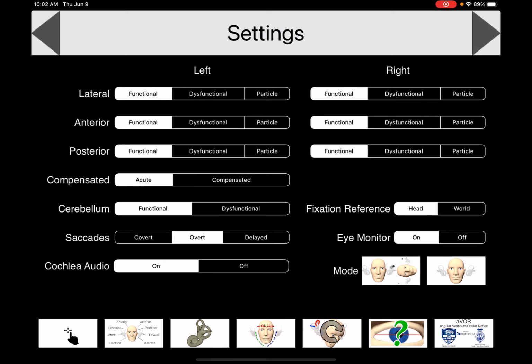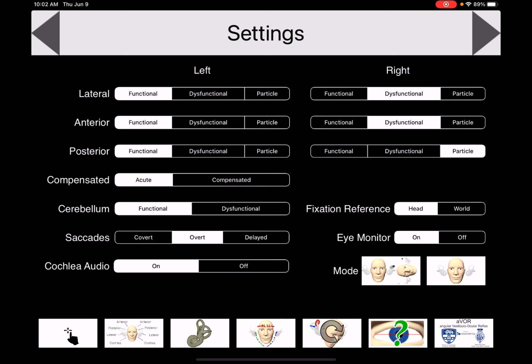All right, so using the aVOR app on the iPad, I'm going to create that same scenario that we just talked about. So I'm going to make a dysfunctional lateral and anterior canal, and then BPPV present in the posterior canal on the same side. So that would indicate a right superior nerve problem, but then the inferior nerve is intact, innervating that posterior canal. So we can still get BPPV in that.